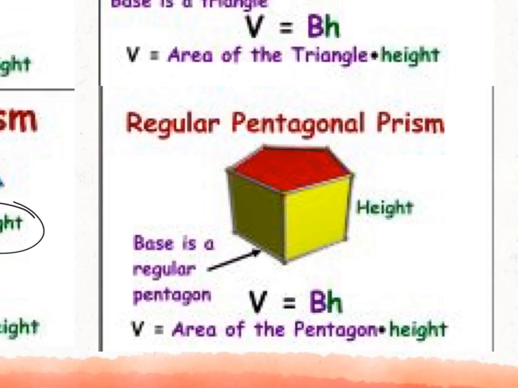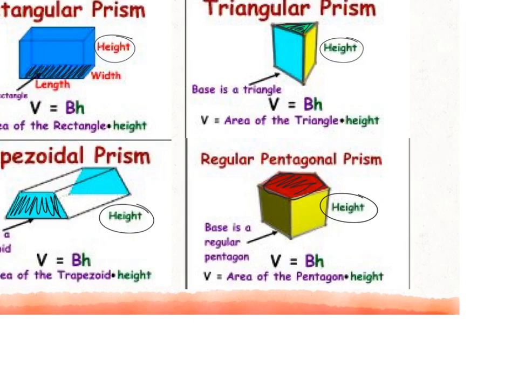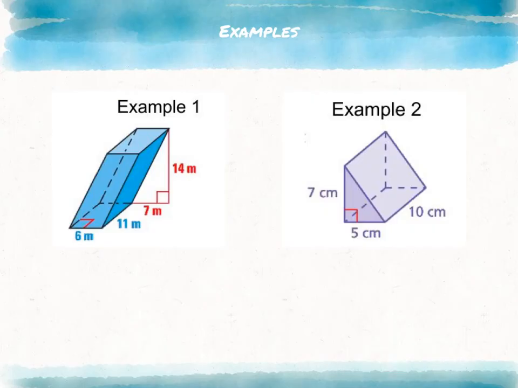If I have a pentagon for a base, I'm using the pentagon. Rectangles are my lateral faces then, and then multiplying by my height. It would work with hexagons and octagons and nonagons and all of that. So we'll do some examples.